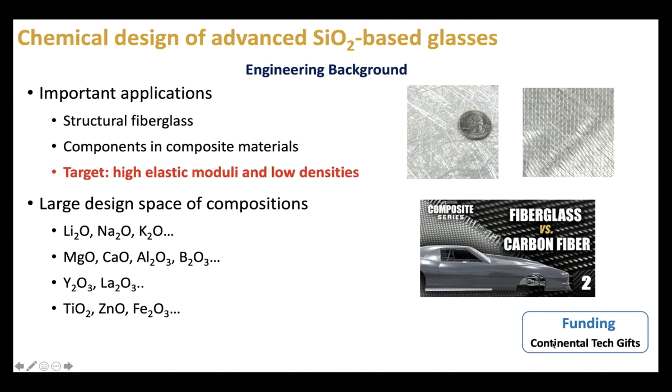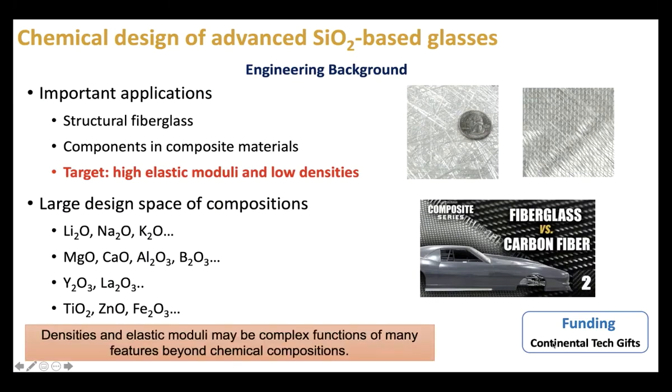That is not an easy task because there is a large design space of compositions. There can be more than 10 types of oxide included in this glass design. More importantly, we know glasses are amorphous materials. The densities and the elastic moduli may be complex functions of many features beyond the chemical composition.